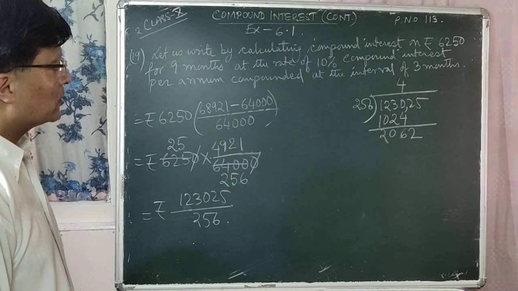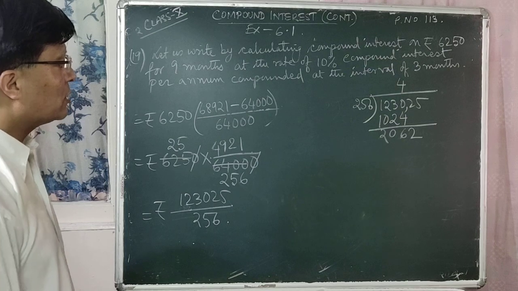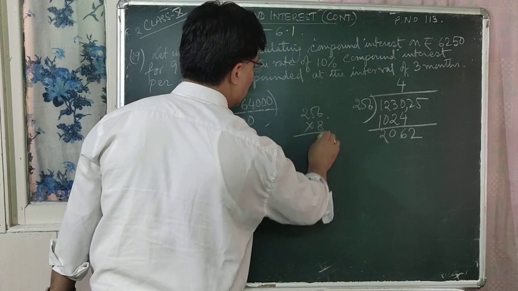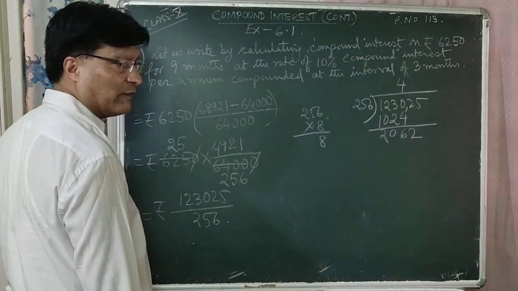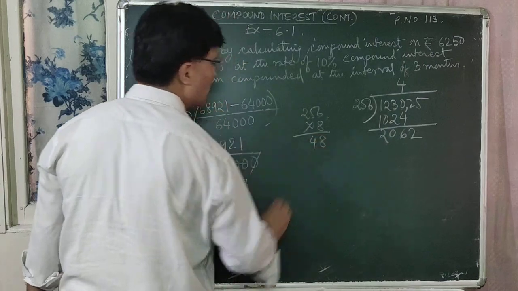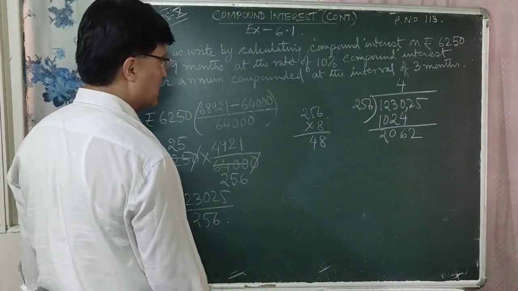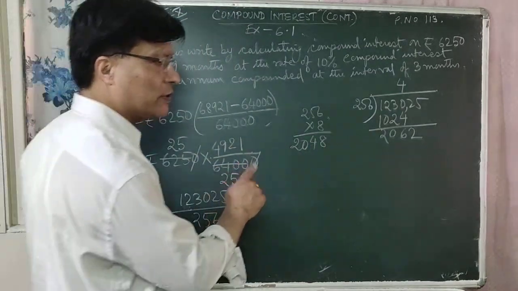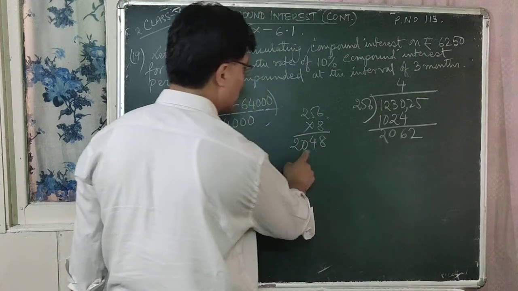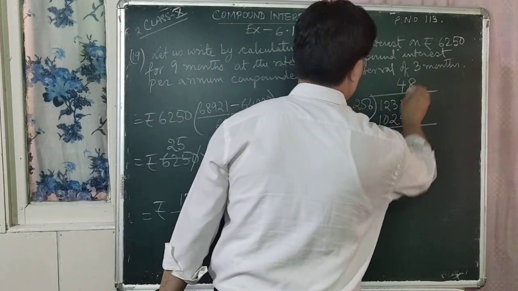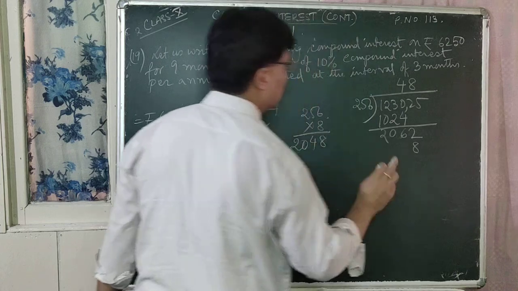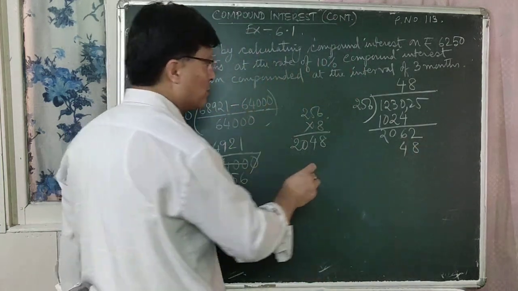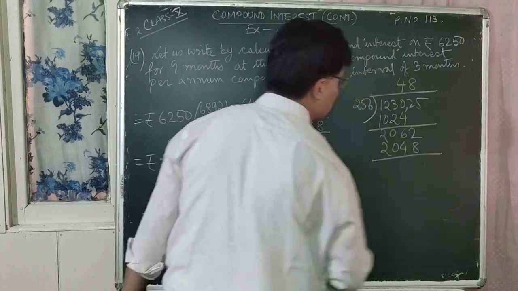Now, how much does it go? Is it 8? 256, 8. 8 6s are 48, 4, 8 5s are 40 plus 4 is 44. Then comes 4, 8 2s are 16 plus 4 is 20. Right? That is 2048. Yes. 2062 is greater than 2048. So, you can write here 8. Now subtract it.